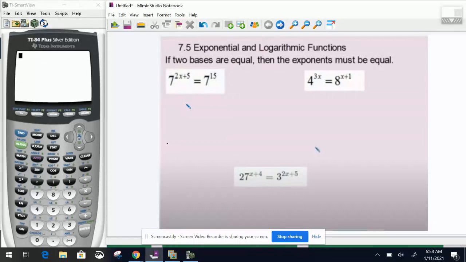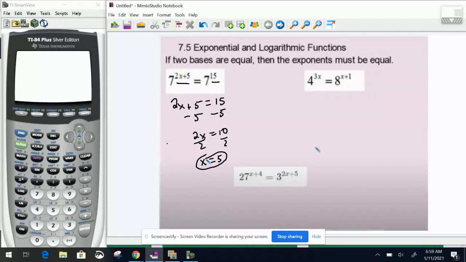If you've got two exponentials with an equal sign in between and the bases are the same, so this 7 and this 7, I can literally ignore the bases, set the exponents equal to each other, and then solve. So this becomes a problem like we solved at the very beginning of class. I'm going to subtract 5 from both sides. That gives me 2x equals 10. I divide both sides by 2, and I get x equals 5.